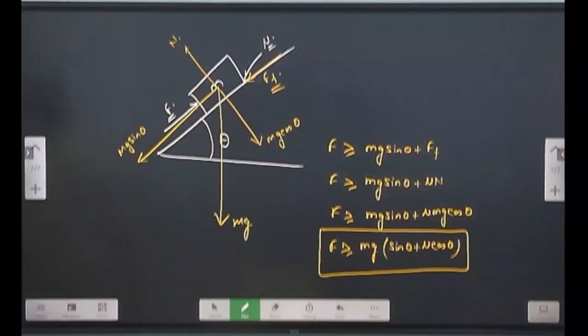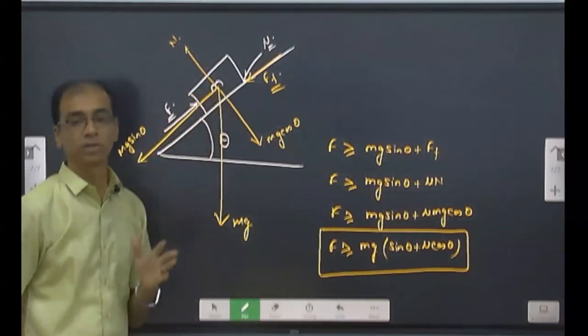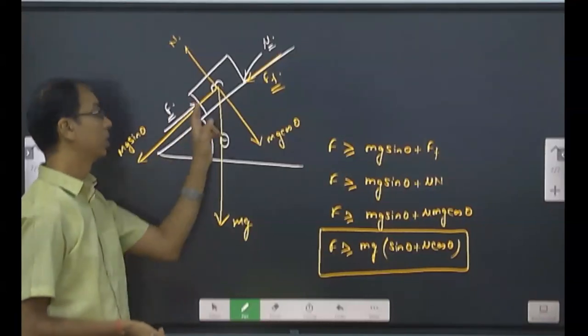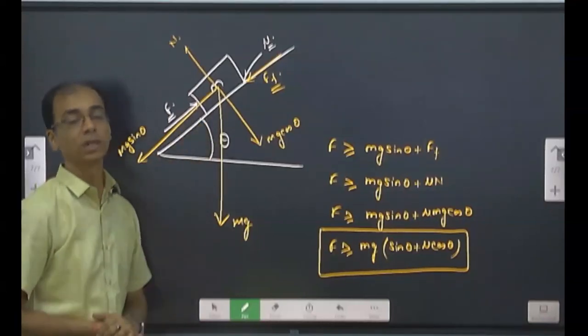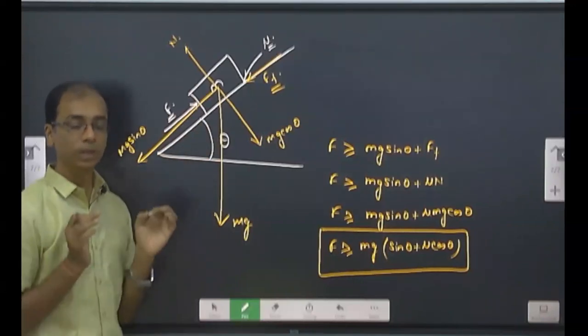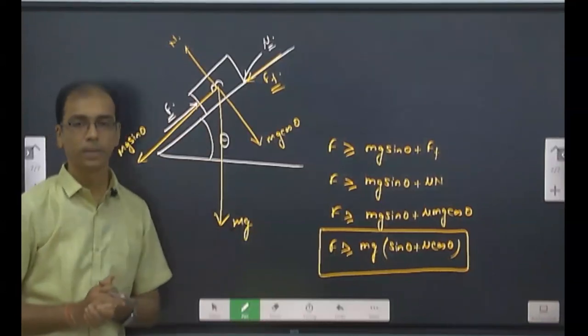Is this clear, students? Yes, sir. So without making a free body diagram, never give the answer. What you thought is, if this is greater than friction, it will move, that's all. No. If you make the free body diagram, you understand that mg sin theta is also acting opposite to this force. So always make a free body diagram before giving the answer. Okay. Note it.